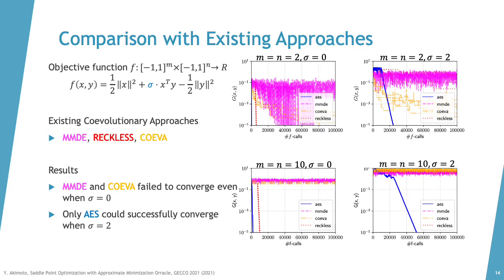On such problems, AES could quickly converge toward the global min-max saddle point, where the result of AES is in blue. On the other hand, some existing approaches fail to converge even on such problems. In case of sigma 2, only AES could successfully converge. These results show the superiority of the proposed approach over existing approaches.